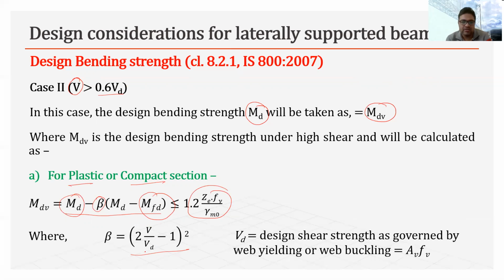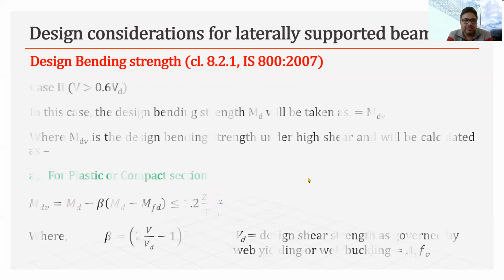How do we find out that? Beta is dependent on the factored shear force and the design shear strength of the beam. Now, how do we find out the design shear strength? Design shear strength is calculated as the product of AV into FV. Well, AV is called the shear area, and FV is the permissible shear stress. So that we will see in the next slide.